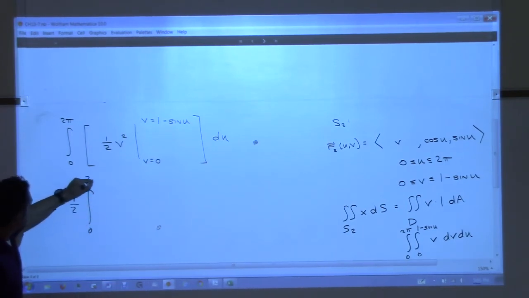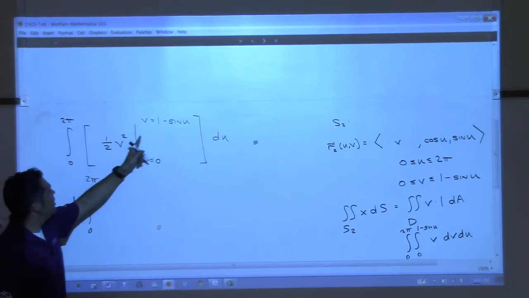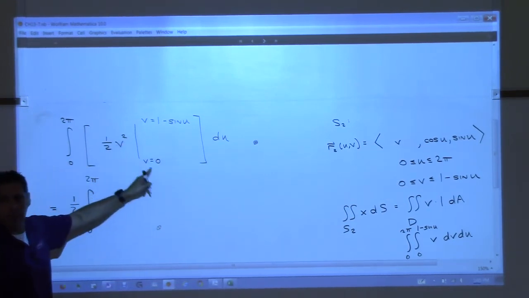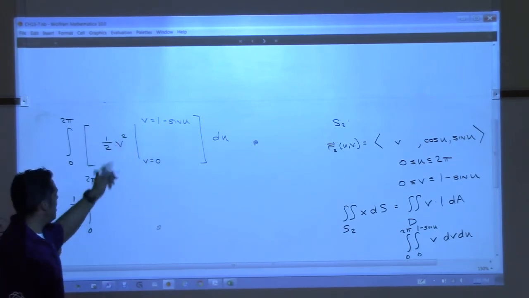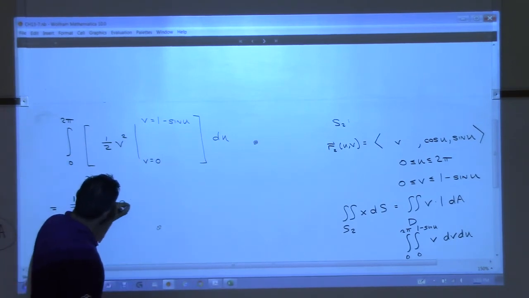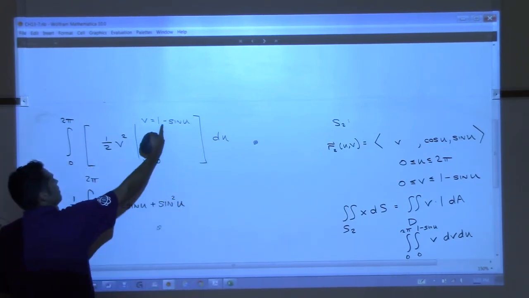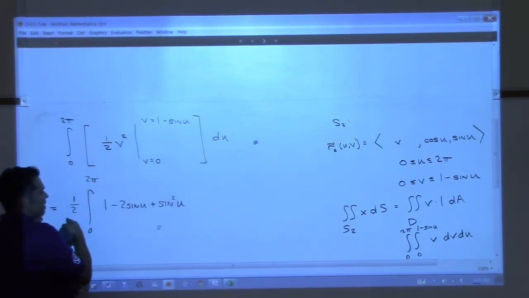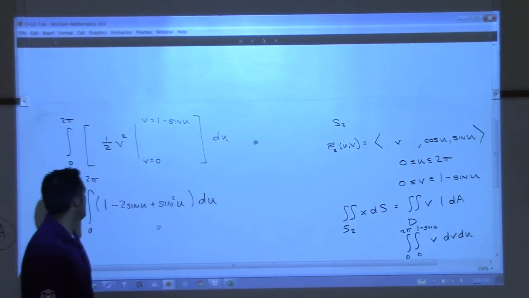I'm going to go ahead and pull the half out because I just don't even feel like dealing with it. I'm going to plug this into here and square it and then plug 0 in. So the 0 is not going to do anything, right? When I plug that in and square it, I should get 1 minus 2 sine U plus sine squared U. So that's this into here squared. The half has already come out. And I need to integrate that with respect to U.